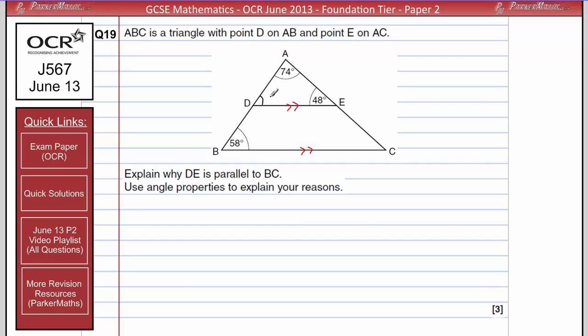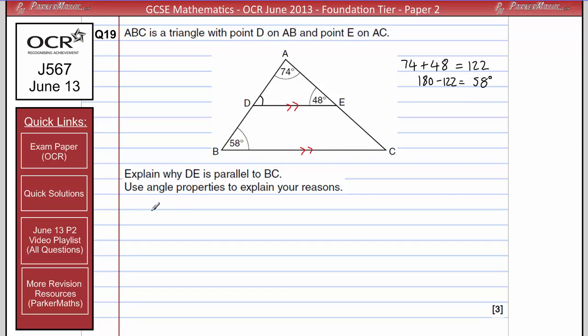To find this angle, I'm going to add up the ones I know and then subtract it from 180. So I've got 74 plus 48. If I add them together, remember you could use your calculator if you wanted, I'm going to get 122. Then I'm going to do 180 subtract 122, and I'm going to get 58 degrees.